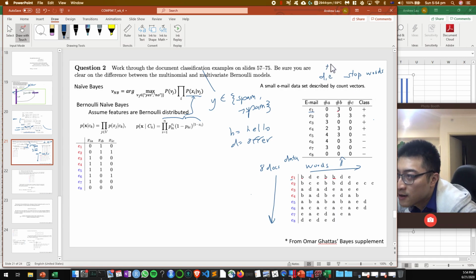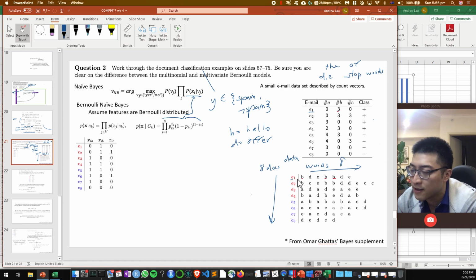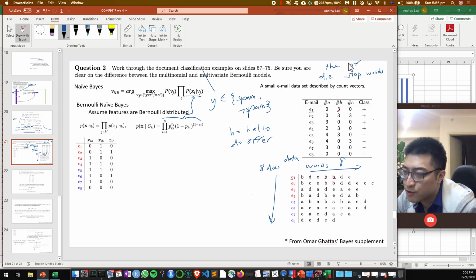Maybe it's "the," or maybe it's "of," which do carry some value. But this is a very simple example. Natural language processing gets far more complicated than this. But since this is a simple example, we just ignore the stop words for the time being.